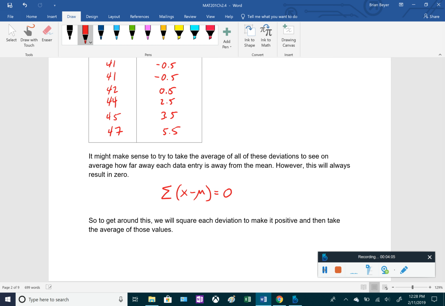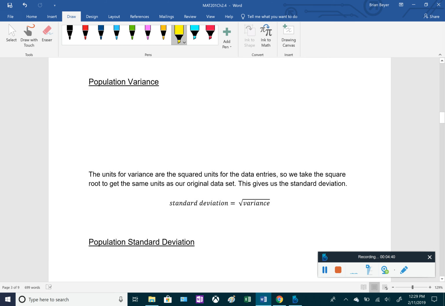That brings us to the definition and the formula for the population variance. For the population variance, we're going to denote this with a sigma squared. This is going to be the Greek letter sigma, and it's denoted sigma squared, and I'll mention why it's sigma squared in a second. It's going to be the sum of all of these deviations squared divided by how many there are.